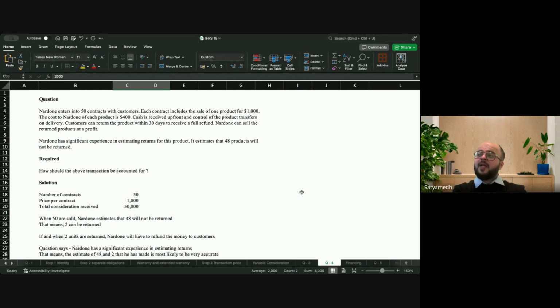So the timeline allowed by the supplier is 30 days. If you return the goods within 30 days, then he will have to return the entire amount to you. Nardone has significant experience estimating returns for this product. It estimates that 48 products will not be returned, which means he estimates that 2 units will be returned. How should the transaction be accounted for?